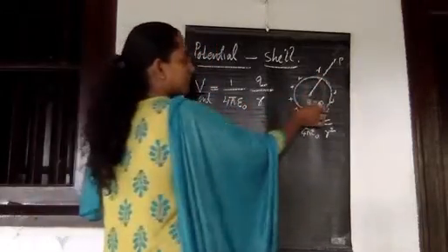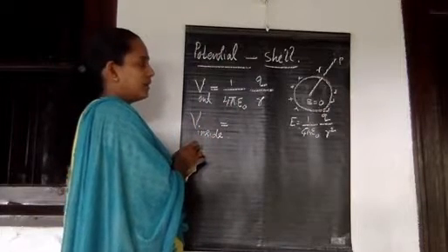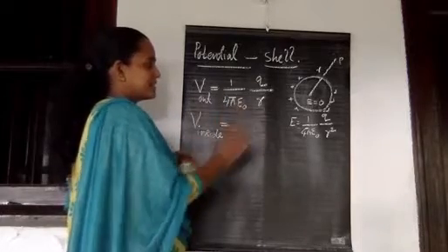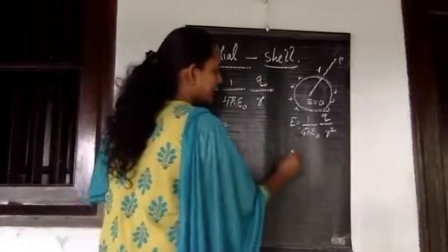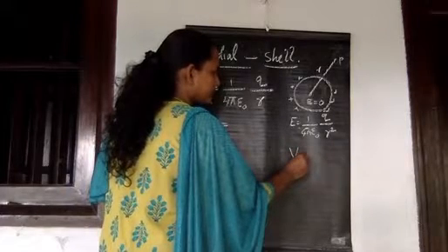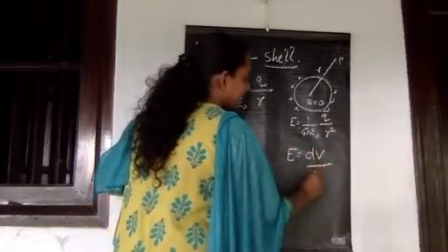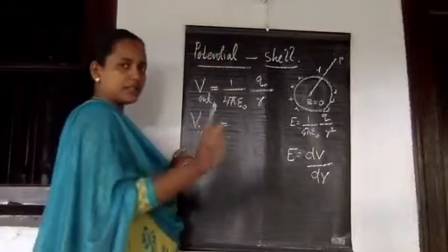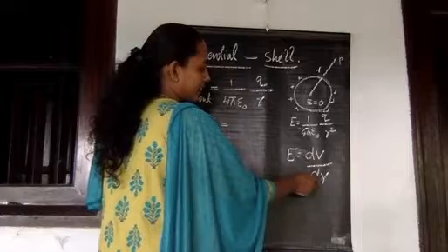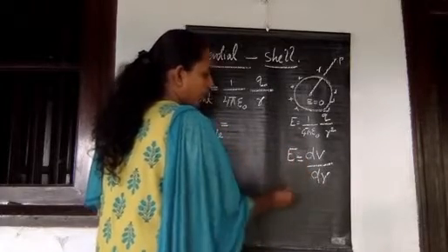If the field is 0, how does the potential become constant? You will get the idea from the next topic. There is a relation connecting potential and field: electric field E is equal to the derivative of potential, E is equal to dV by dr. That we will study in the next topic. So the electric field is coming as 0.